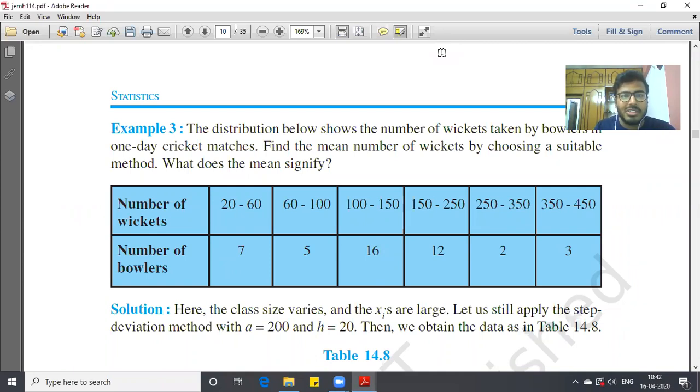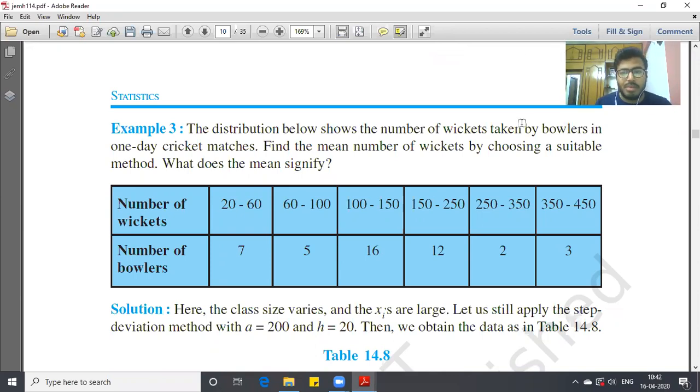Now we are starting with the third example. The question is: the distribution below shows the number of wickets taken by bowlers in one-day cricket matches. Find the mean number of wickets by choosing a suitable method. What does the mean signify? You also have to define what the mean is signifying.